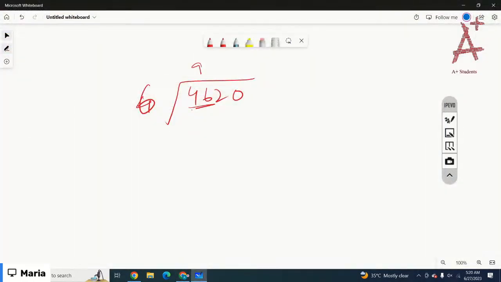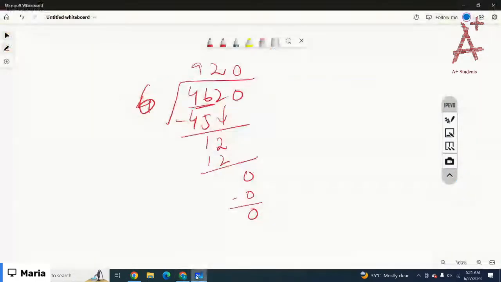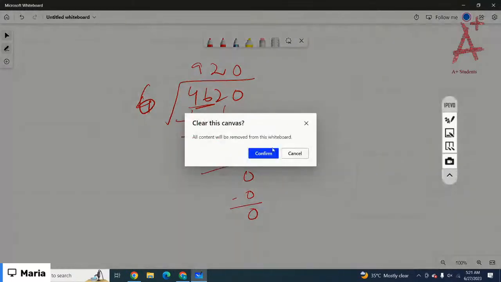We can go for 6 times 9 is 45. Let's bring the next digit down. 6 times what number is 12? 6 times 2 is 12 and 6 times 0 makes 0. Got it? That means we have to buy 920 packs. 6 times 9 is not 45, sorry, for 4620.